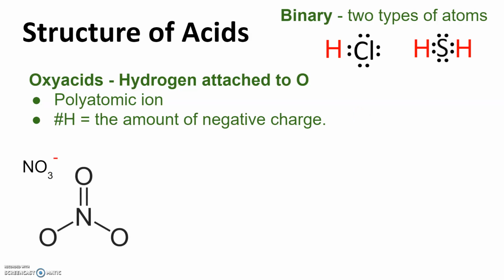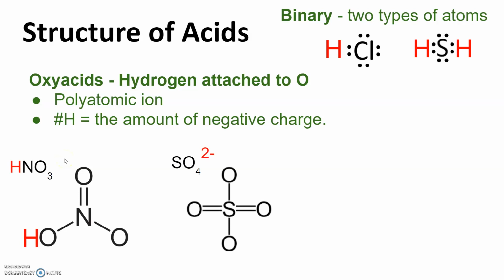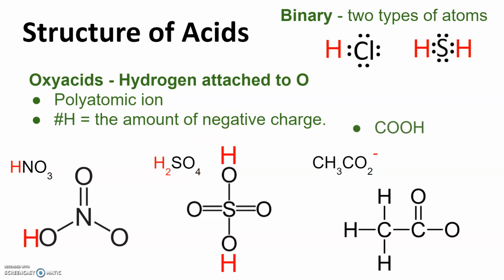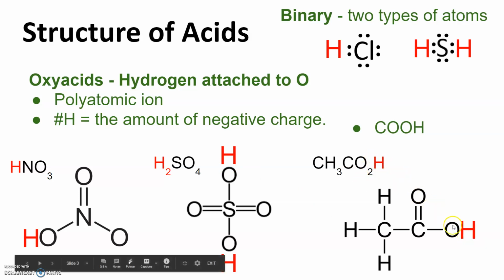For example, if you have something like nitrate, the corresponding acid to nitrate would have 1 acidic hydrogen, and you can tell because nitrate has a 1- charge. So the corresponding acid will be HNO3. Whereas something like sulfate, which has a 2- charge, would have 2 acidic hydrogens. And acetate, which we have already seen, its corresponding acid here would have 1 hydrogen.